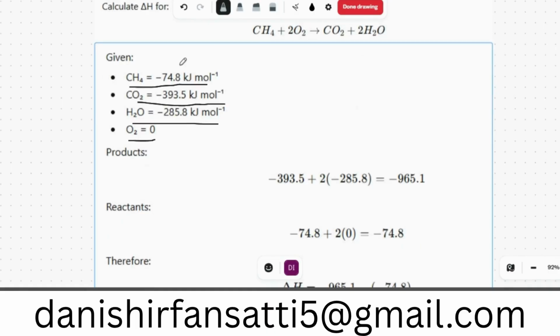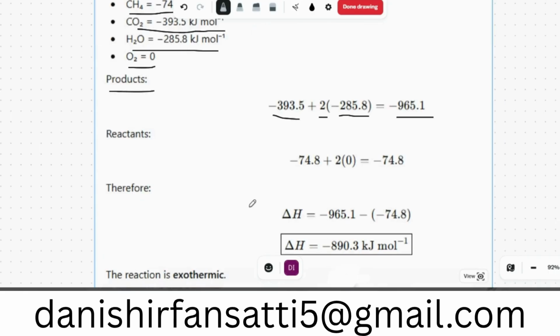So we are first going to find the products. For products, we have carbon dioxide and 2 moles of water. What is the delta H of CO2? That is minus 393. And what is the delta H of H2O? That is minus 285. We multiply it by 2. That will give us minus 965.1 kilojoules per mole.